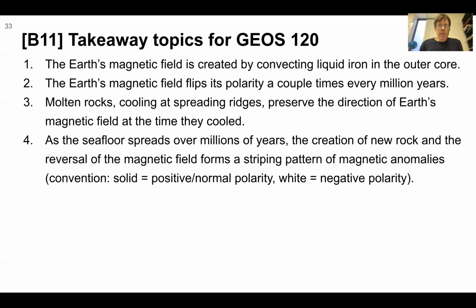As the seafloor spreads over millions of years, the creation of new rock and the reversal of the magnetic field forms a striping pattern of magnetic anomalies, with this convention, solid being the positive normal polarity today, and white being the times when it was negative or reversed.